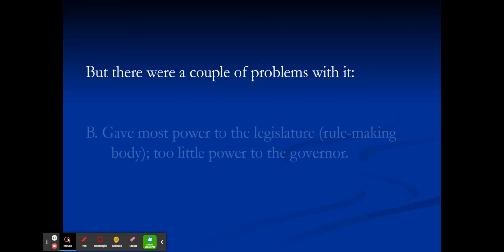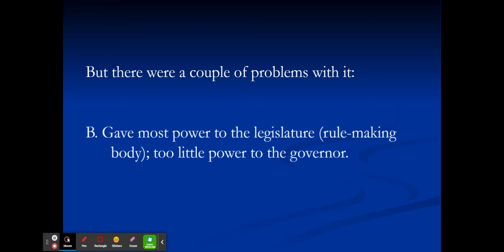But there were some problems with it too. The biggest problem, it gave most power to the legislature, which is the group that makes the laws for the state, but too little power to the governor of the state. In most cases, the governor was just a title and had no real power to do anything. That ends up being a little bit of a problem.